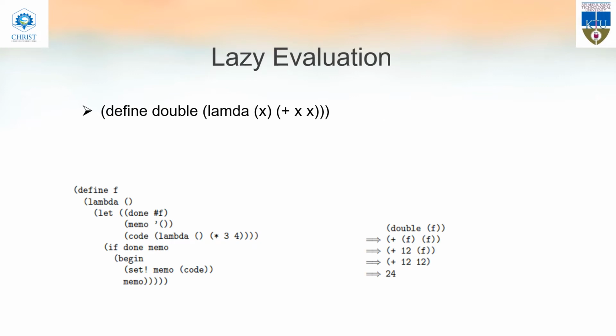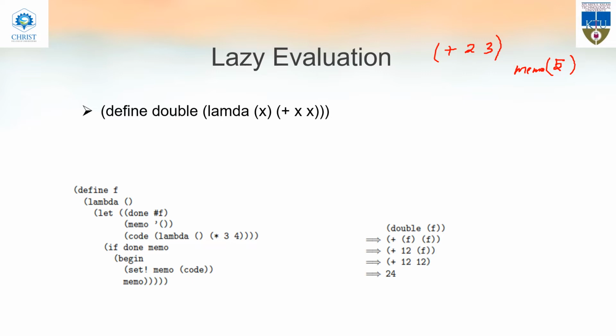Okay, so next one is lazy evaluation. In lazy evaluation, if there is something to be calculated, for example plus 2 3, you know that plus 2 3 is 5. So if plus 2 3 is to be calculated, it will calculate it, that is 5. The value 5 will be calculated and stored. Here we are storing it in a list called memo.